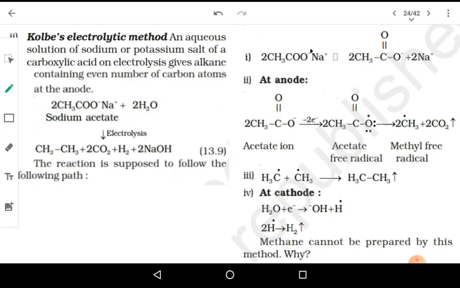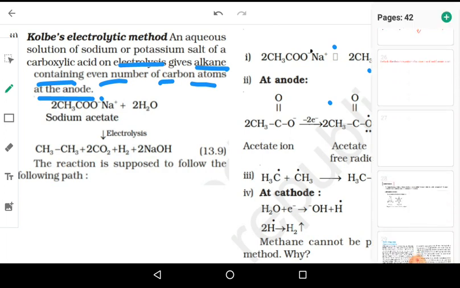Now let us see the second method, that is known as Kolbe's electrolysis. Now Kolbe's electrolysis is again a free radical mechanism. So let us see how the process is carried out. So here we are going to take an aqueous solution of the sodium or potassium salt of a carboxylic acid, and we are going to carry out its electrolysis. This electrolysis will give rise to an alkane which is containing an even number of carbon atoms at the anode. So let us take the process in detail.